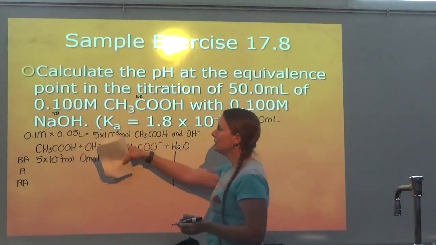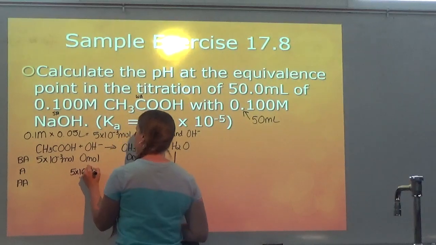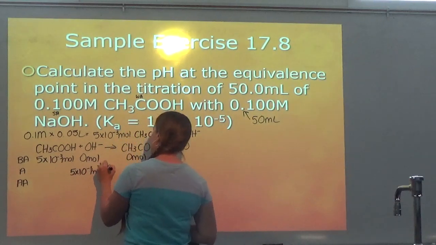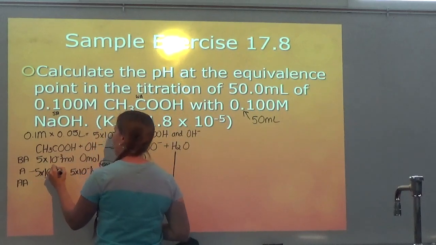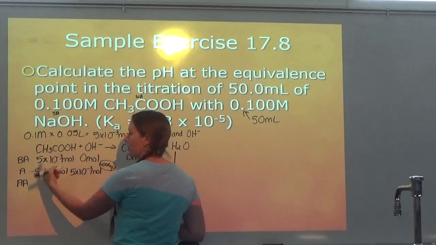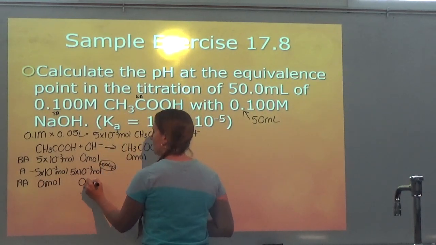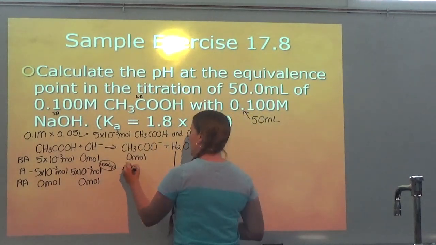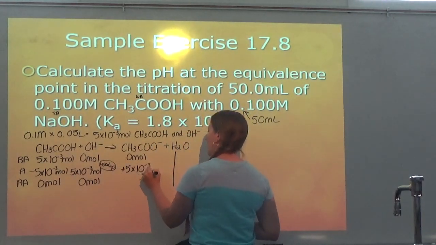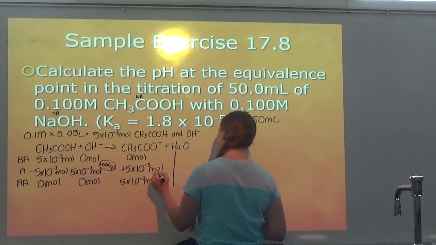So my addition was this much base because, remember, we're at equivalence, so it's going to be the same. So that's going to be used up, and I'm going to subtract that from my acid. So in this case, y'all notice I actually end up with 0 moles of my weak acid. I end up with 0 moles of my base because that's what was used up. And I add that to my conjugate base. So I have 5 times 10 to the negative 3 moles of my conjugate base.